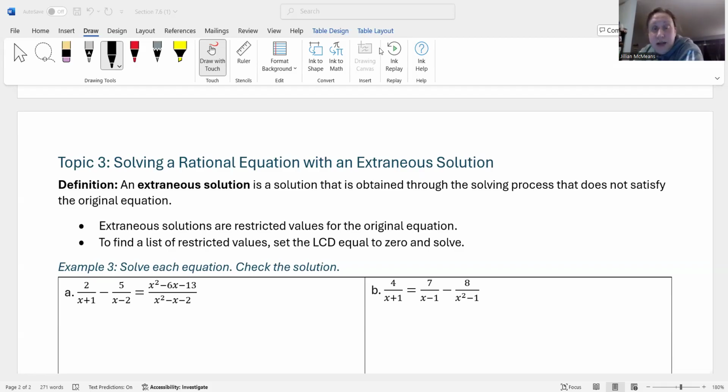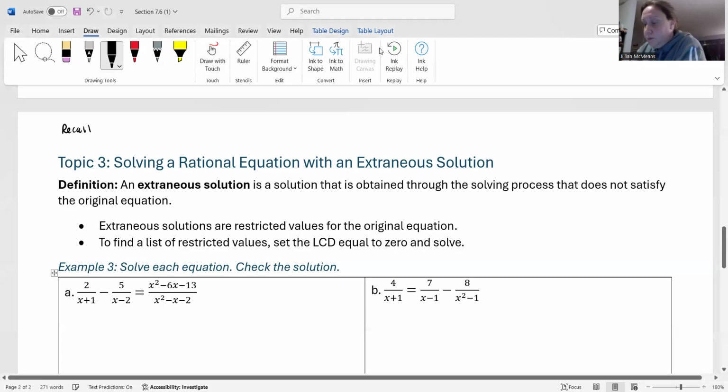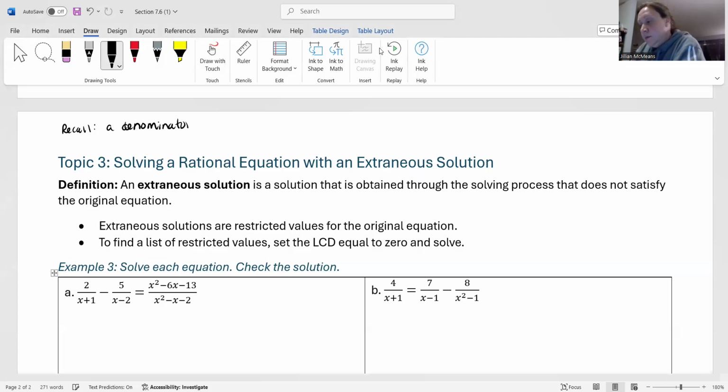So first, an extraneous solution is a solution that is obtained through the solving process that does not satisfy the equation. Okay, so it's kind of like a trick in algebra. It's like this thing that you get algebraically when you solve, but then when you check that solution in your equation, it just falls apart. So for us, when we're dealing with rational equations, we need to remember a few things. Number one, recall: a denominator can never be zero. Okay, just can't happen ever. It's undefined. So a denominator can never be zero.